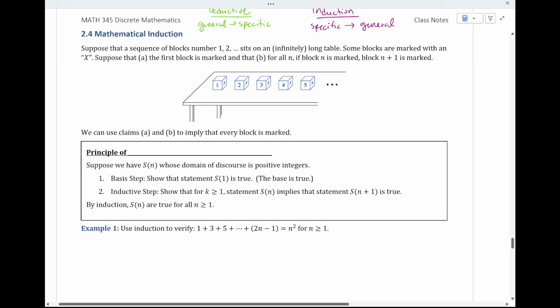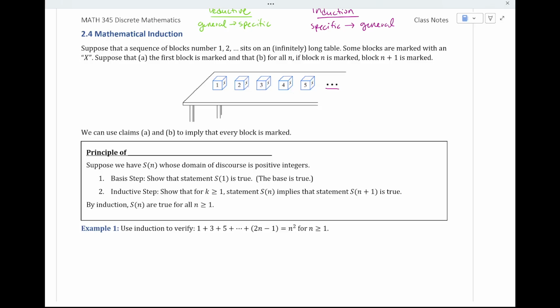So suppose that I have a sequence of blocks numbered 1, 2, 3, 4, 5, etc. And they're sitting on this table. This table is infinitely long. Here's the dots because the blocks go on forever. Some of the blocks are marked with an X. You can see all the ones here in the picture have an X on them.